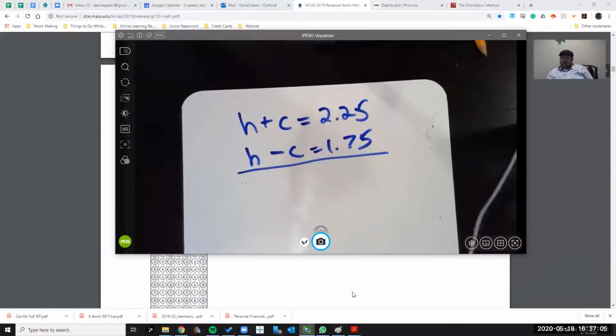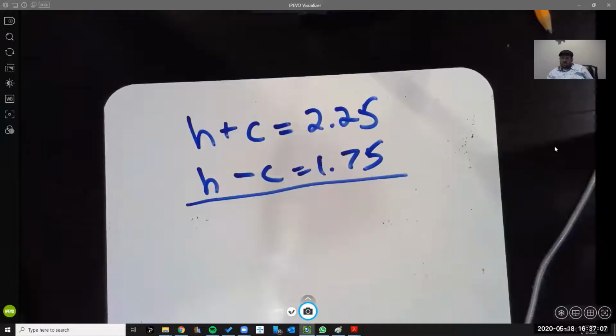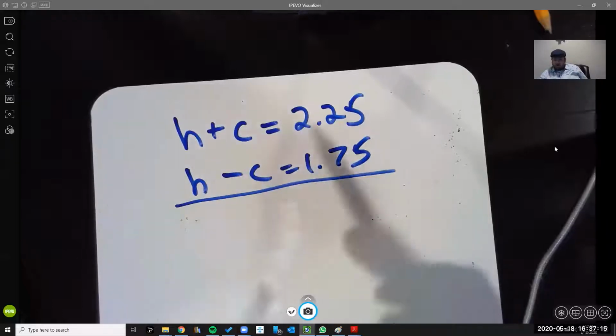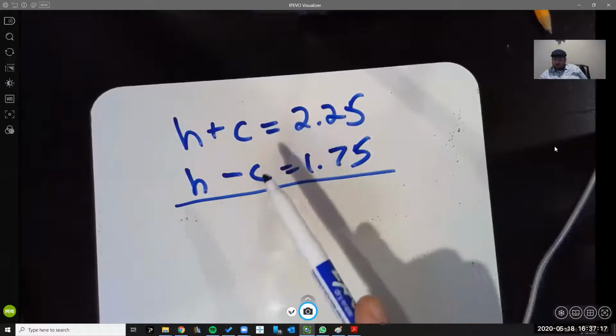Okay? So there's a lot of different ways you can do it, but this is a pretty simple one. So let me bring up my camera so I can show you the simple way that we can do it. Here we have the problem written out. H plus C equals 2.25 and H minus C equals 1.75. Okay, so bear with me for a second.